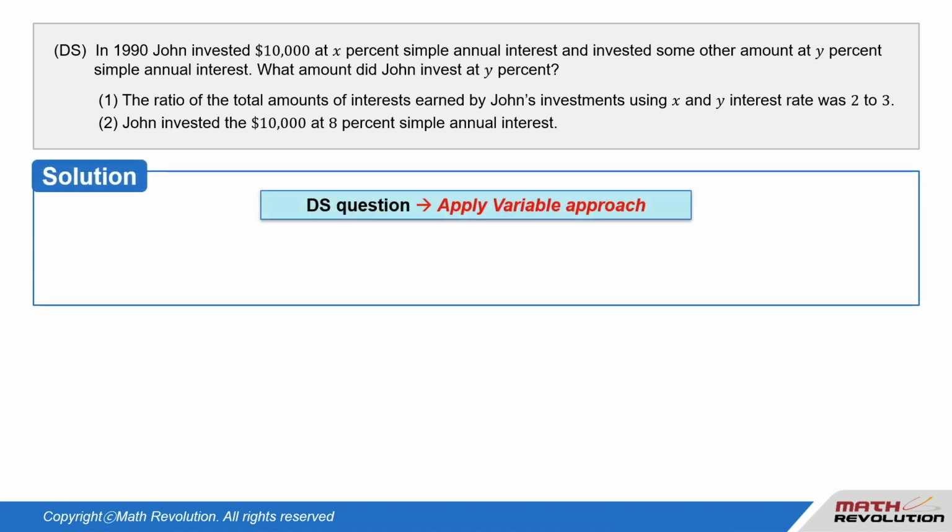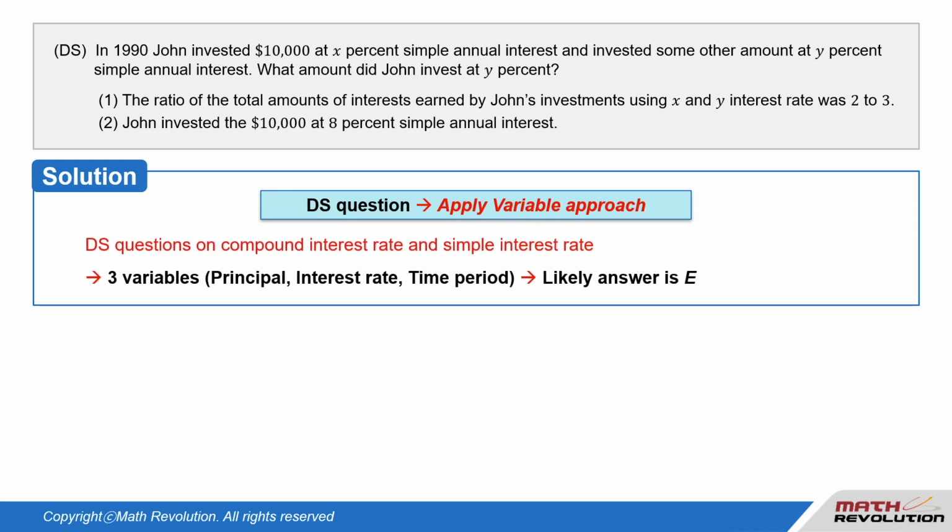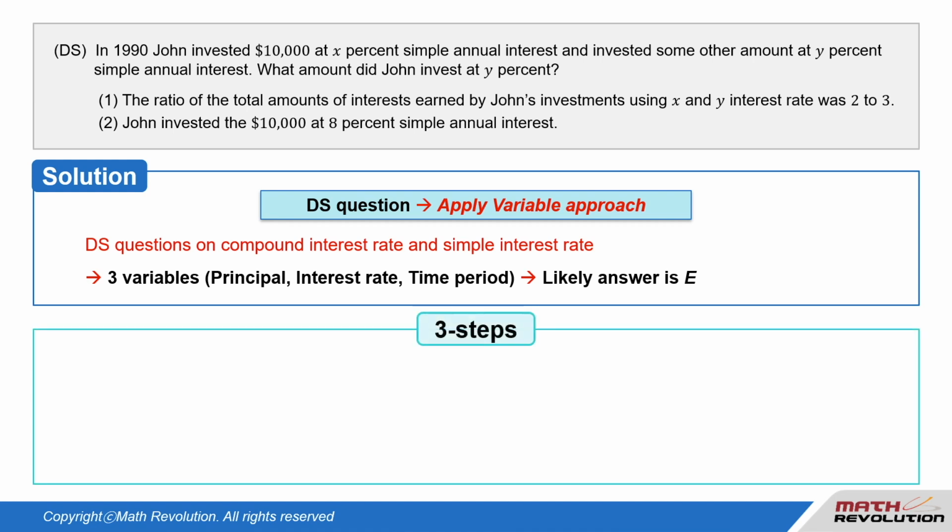Let's solve this DS question using the variable approach. There are 3 variables in these questions: principal, interest rate, and time period. Therefore, with a DS question, it is very likely that we will have E as the answer. Let's apply 3 steps of variable approach.